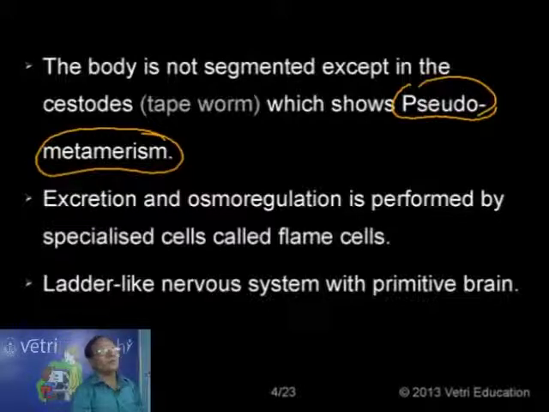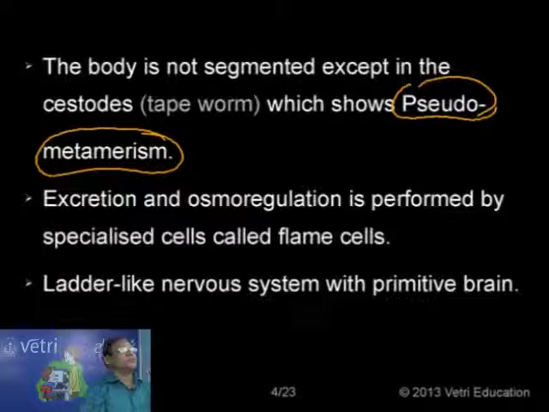So what do you mean by pseudometamerism? What is the difference between true metamerism and pseudometamerism? In the case of earthworm, an example of a truly metameric organism, the body is divided into many segments, and all the segments are alike, excepting a few at the anterior and posterior ends. Each segment has a representative part of all the systems. In true metameric animals, new segments are added at the posterior end, so we have the older segments at the anterior and the younger segments at the posterior.